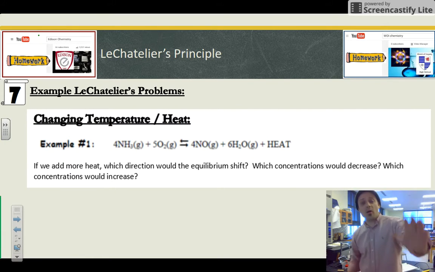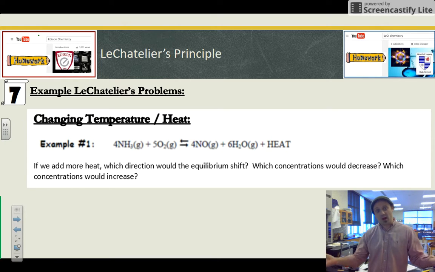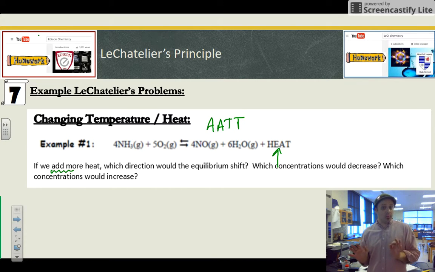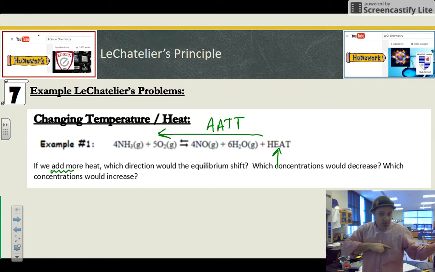Heat is now part of the reaction. In this case, the heat's a product. So if we add more heat, that means we're going to increase the concentration of heat. Which direction would the equilibrium shift? We shift away from what we add. So that's to the left.